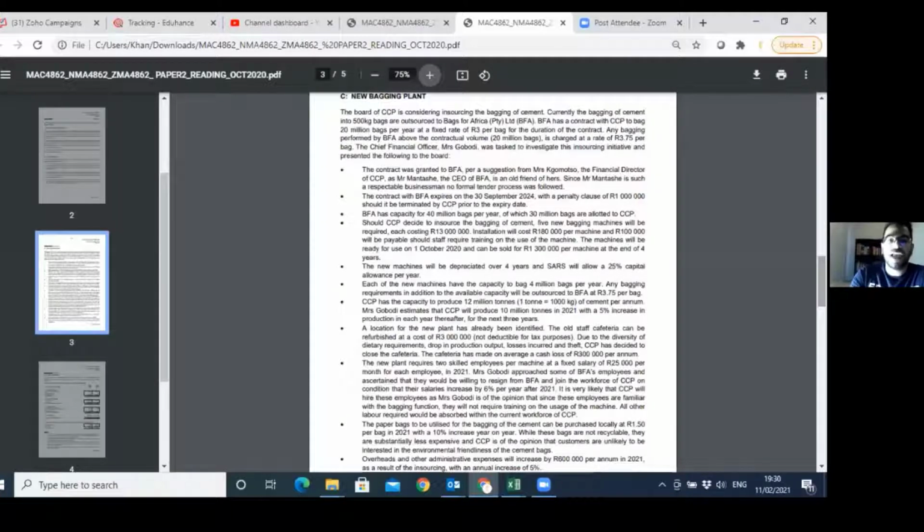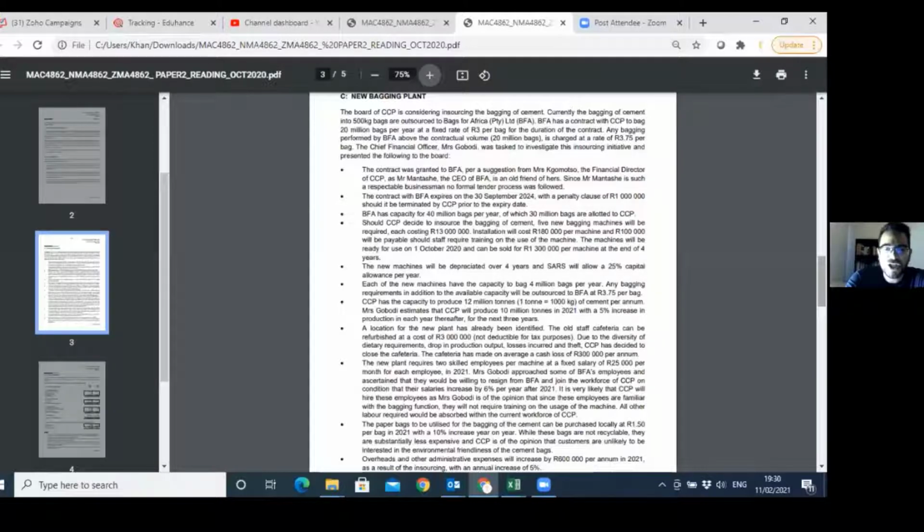And then they also tell you that at the end of the useful life, at the end of 4 years, we will be able to sell the machine for 1.3 million. They say the new machines will be depreciated over 4 years, and SARS will allow a 25% capital allowance per year.